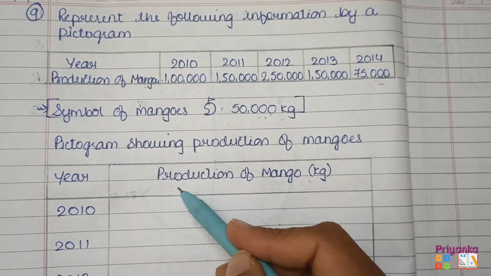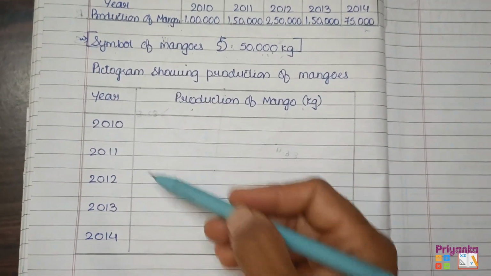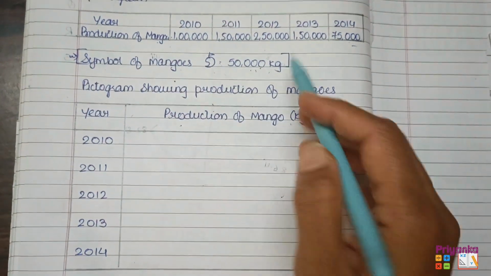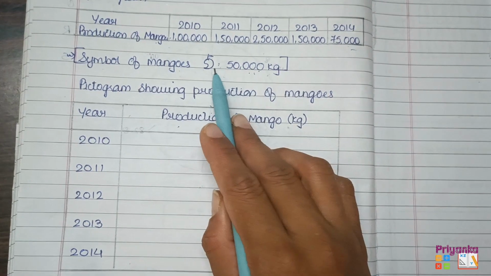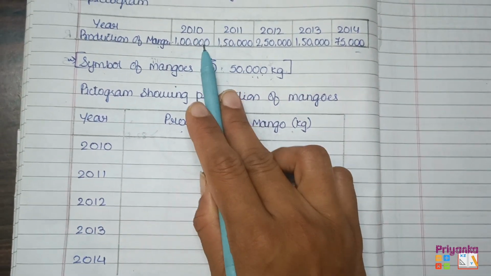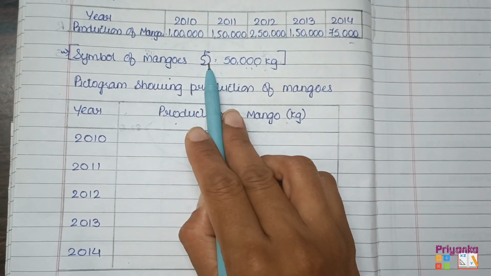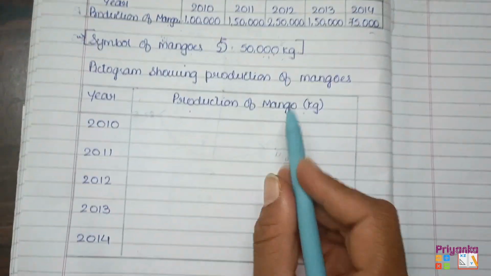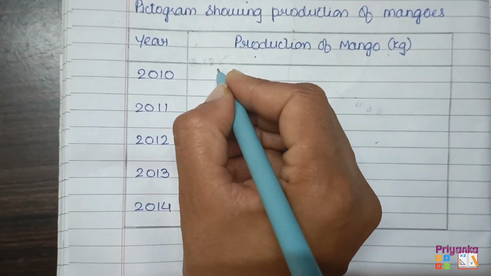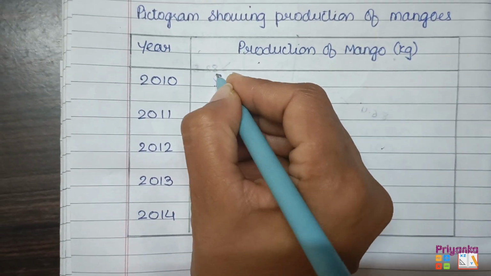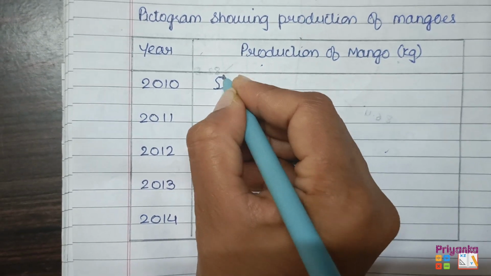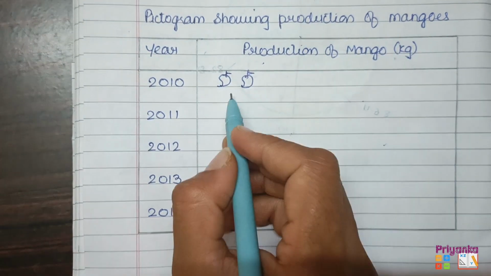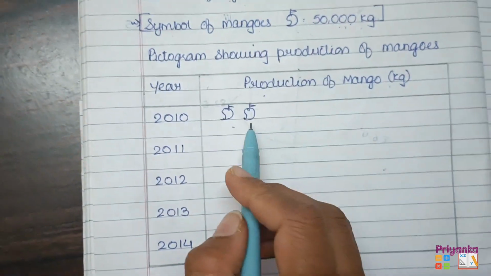Whenever we show the pictogram, it has to show the same information. So just write down the year. Rather than putting numbers, we are just going to put the symbol of mango. Here it is 1 lakh. If one symbol is showing 50,000 kg, so 2 must be showing the 1 lakh. So this is how you have to draw a mango for 2010. That is 50 plus 50, it would be 1 lakh for the year 2010.